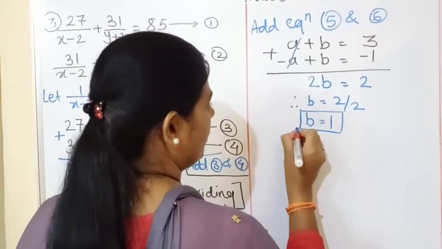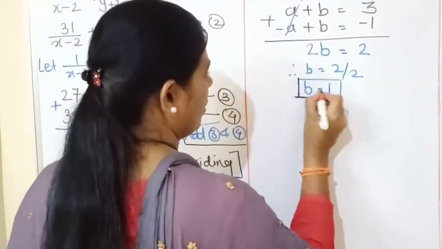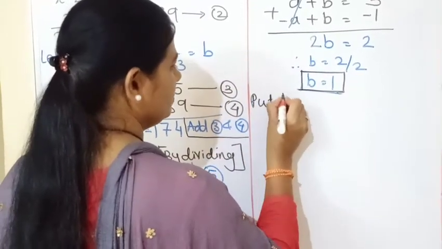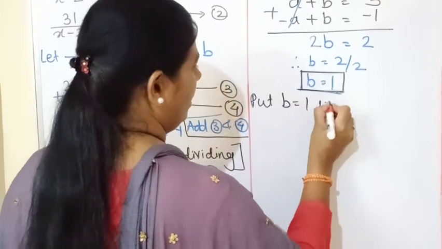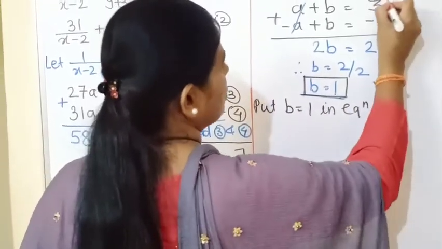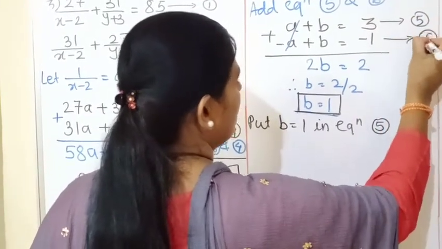What did we get now? b equal to 1. We got the value of b. What do we have to do now? Put b equal to 1 in equation number 5. As you can see here, this is equation number 5 and this is equation number 6.